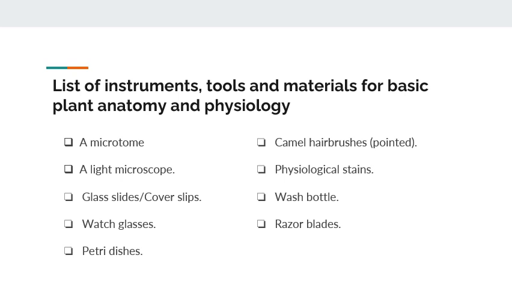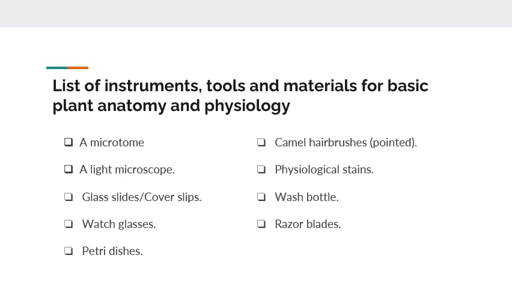In a basic plant anatomy and physiology experimentation lab, some of the instruments, tools, and materials that one may find are: 1. A microtome, 2. A microscope, glass slide, cover sleeves, watch glasses, petri dishes, camel hair brushes, the pointed one, physiological stains, wash bottle, razor blades. This list is not exhaustive, but these are some that one is very likely to see in a basic plant anatomy and physiology laboratory.